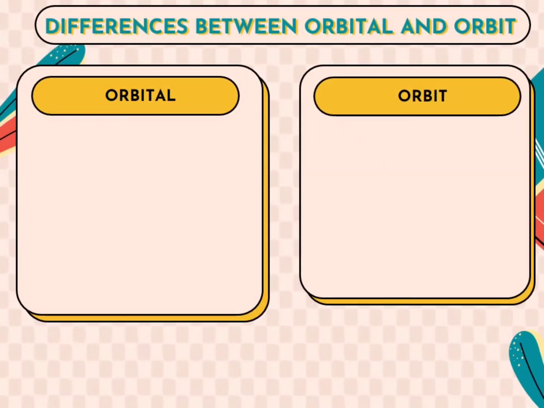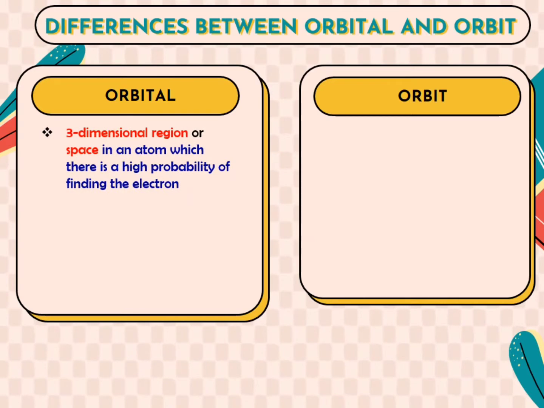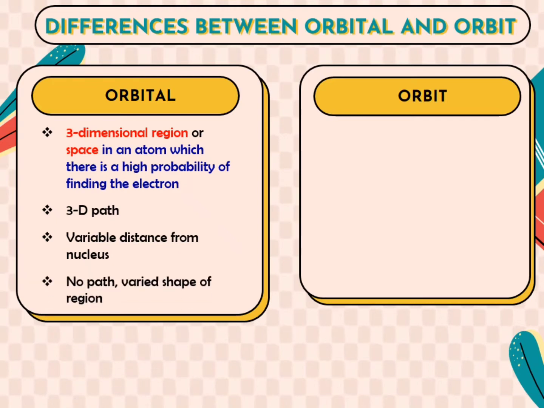Guys, before that, you need to know about the differences between orbital and orbit. So what is orbital? What is orbit? Orbital refers to the three-dimensional region or space in an atom in which there is a high probability of finding the electron. So actually orbital is in the form of a 3D path, okay? It has variable distance from the nucleus, the distance from the nucleus is very large, very wide and varied, okay? So no fixed path, varied shape for the region, okay?